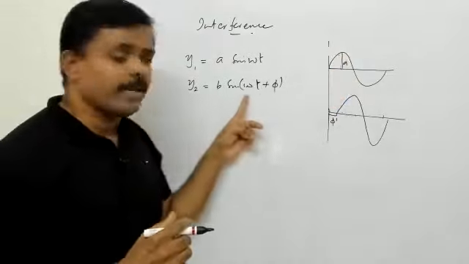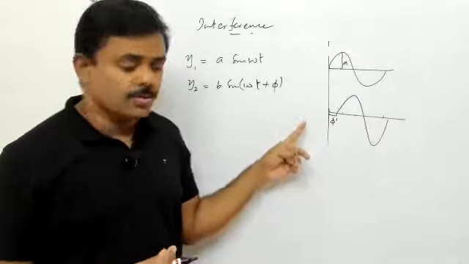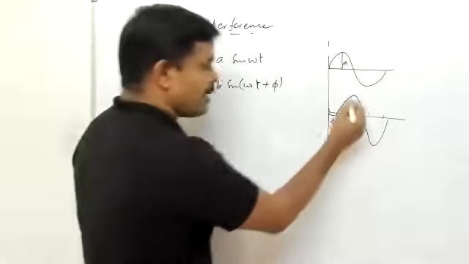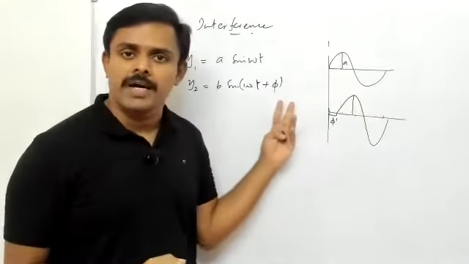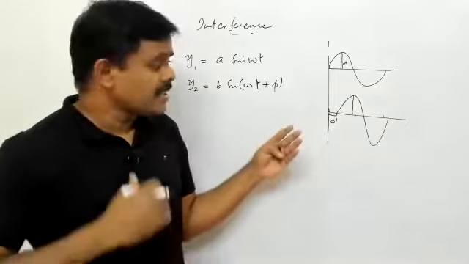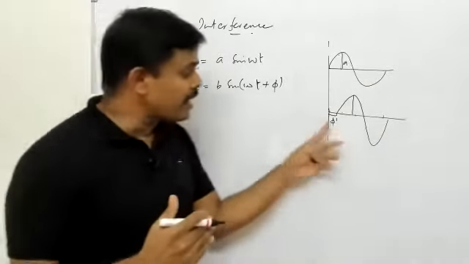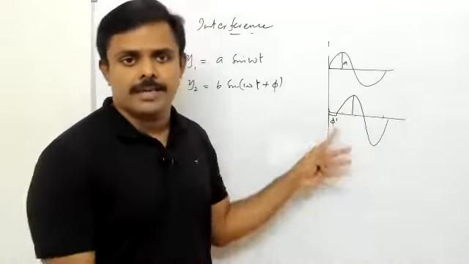Similarly, B sin(ωt + φ) is another wave whose amplitude is B. Look at that, the amplitude is B. Amplitude is the maximum height. And they differ in phase by an angle φ. That means the second one starts an angle φ later compared to the first one.